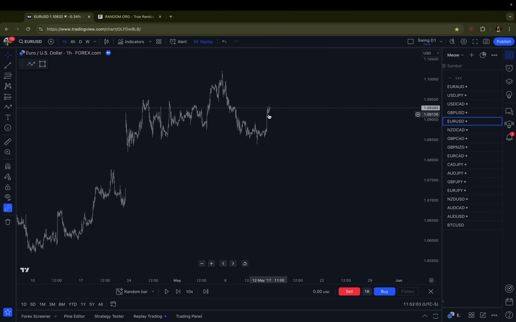The thing with trend trading is that you can use moving averages. You can use channels. You can use trend lines. You can use Fibonacci. You can use support resistance. There's a lot of different ways to do it.